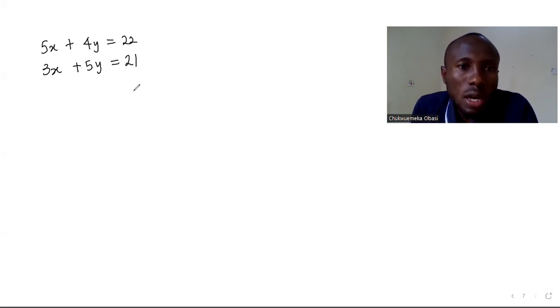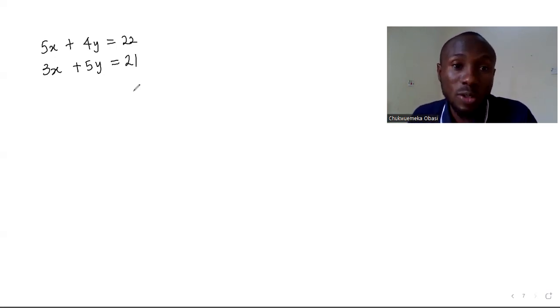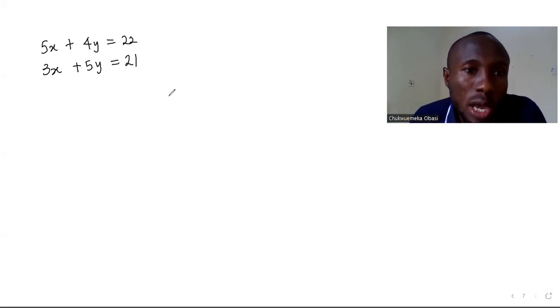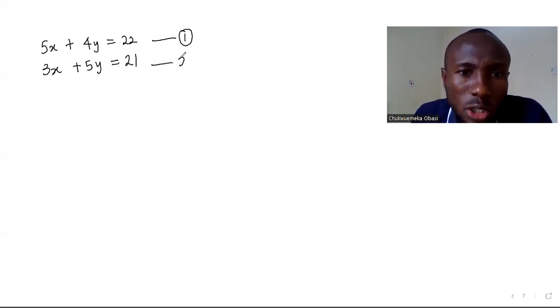Yes, all right. So without further ado, let us go ahead and smash the last question we have on our slide. So now we have 5x plus 4y is equal to 22. I would like to call this one equation 1, and I'll call this one equation 2.